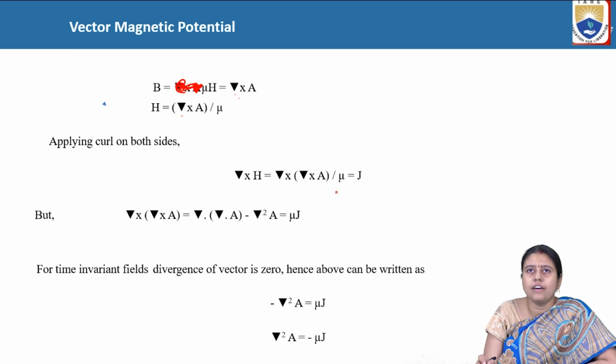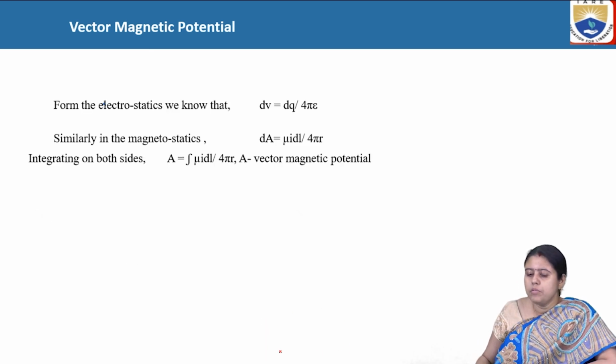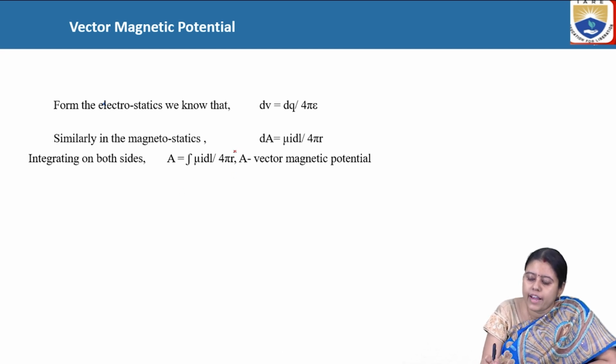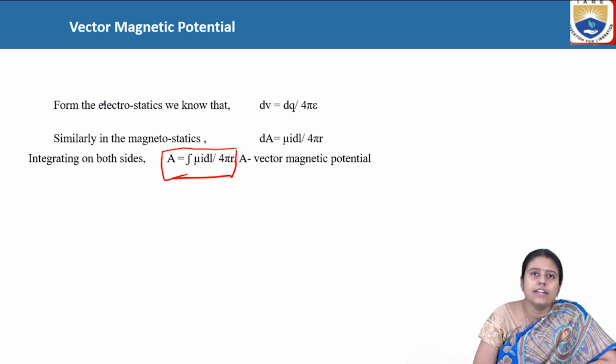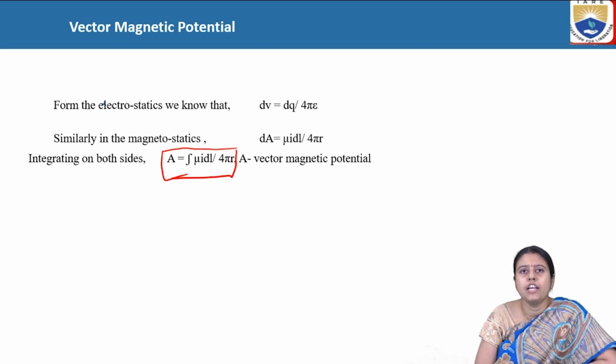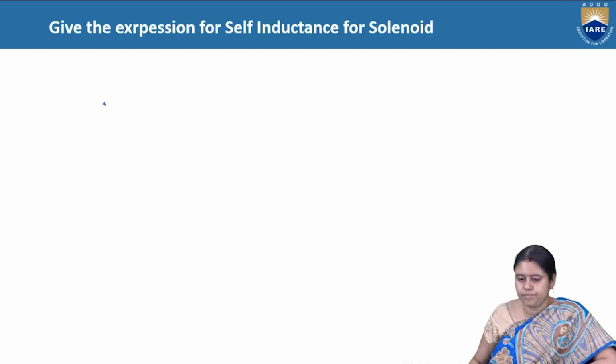Applying curl on both sides, we get grad cross H is equal to grad cross grad cross A by mu, which is equal to J. After solving this, we will get grad square A is equal to minus mu J. And if we integrate both sides, A will be the integration of mu I dl by 4 pi R. The detailed derivation you can find in my old lectures.